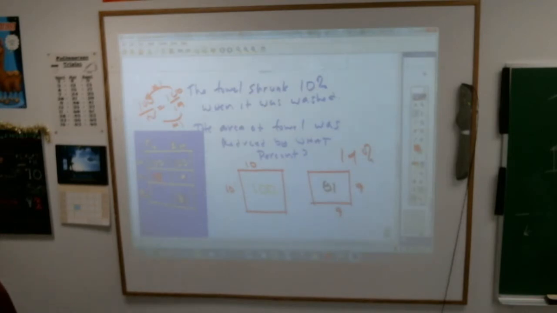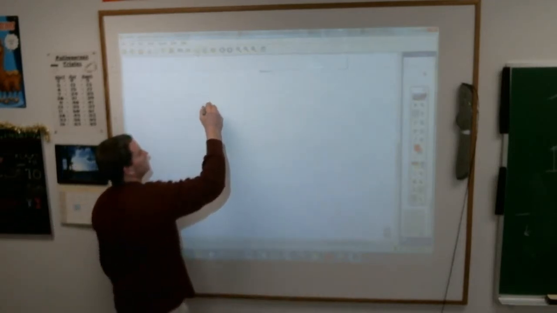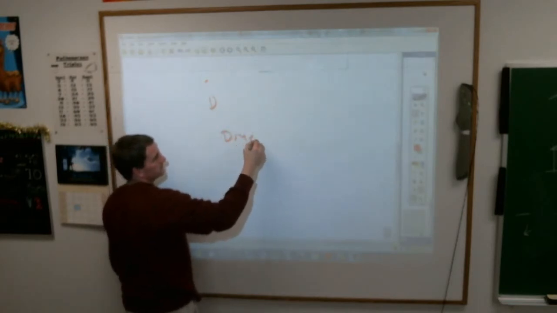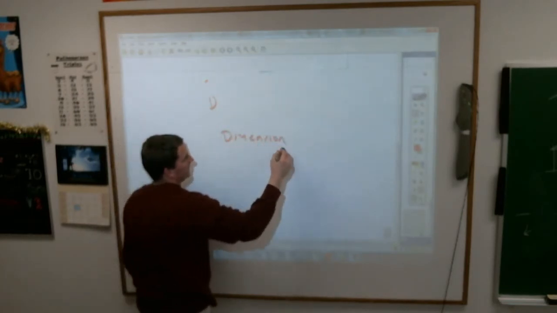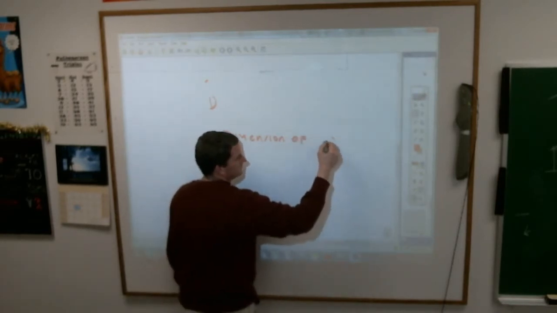Oh yeah, no, let's do one more, that's volume. The dimensions of a cube are increased by 100%. By what percent is the volume increased? Dimensions. We did talk about volume, so this will be good. Of a cube, really?